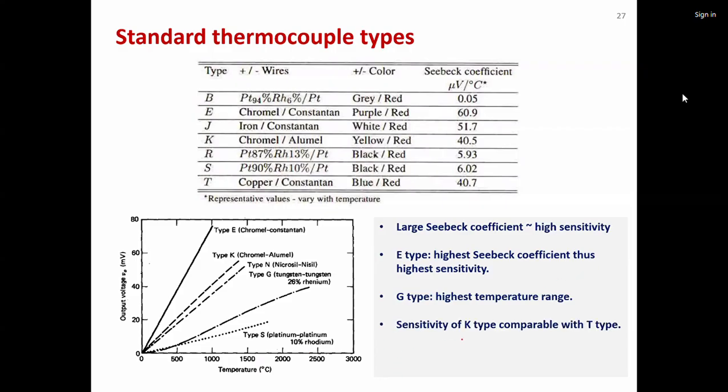And the sensitivity of K-type and T-type thermocouples is comparable. K and T-type are most commonly used in laboratories because they have linear characteristics, and they're also inexpensive compared to other types of thermocouples. So most academic labs use either K-type or T-type thermocouple. So either you will have chromel alumel or copper constantan.